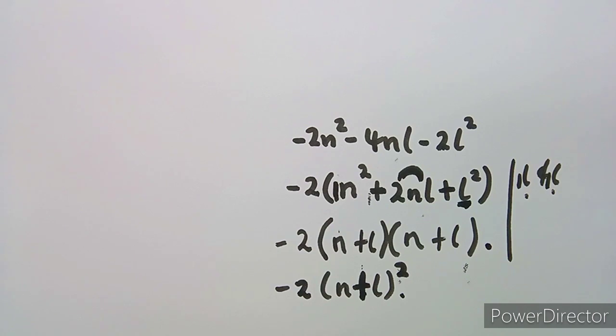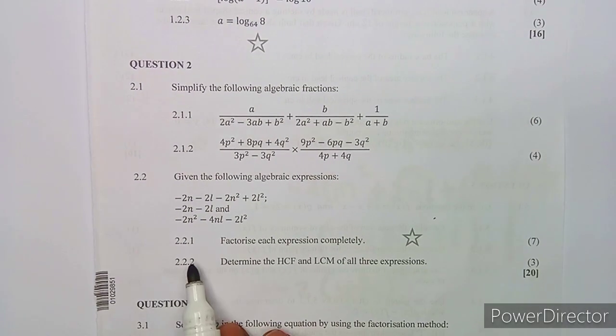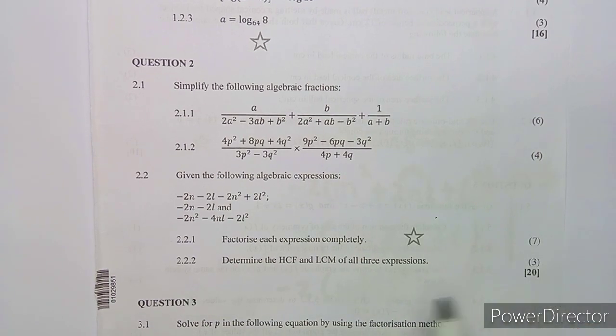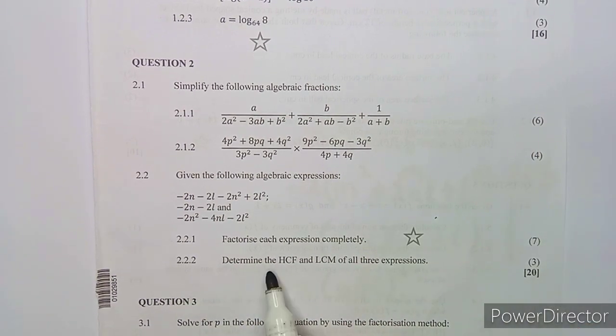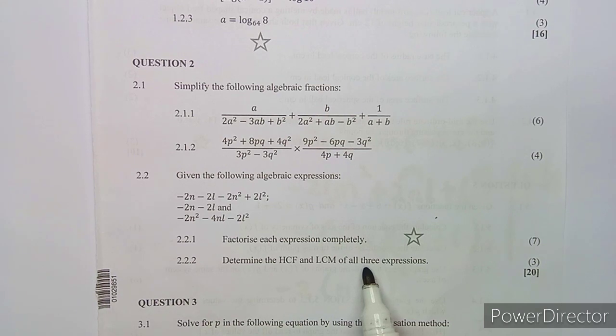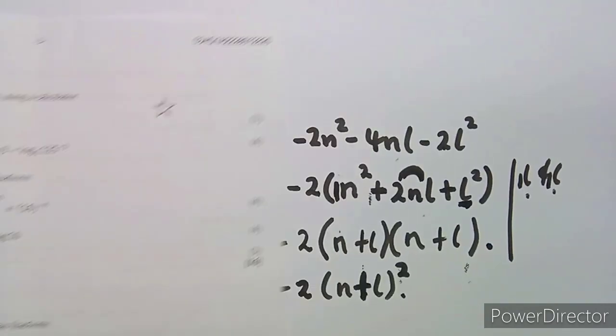Okay, sorry, I want this paper here. So that was the first part. We've got 7 marks just to factorize, then determine the HCF and the LCM for all 3 expressions. Determine the HCF and the LCM. All right, so let's start with the HCF first.